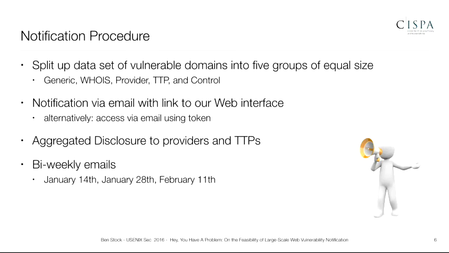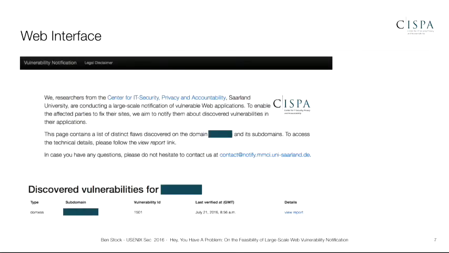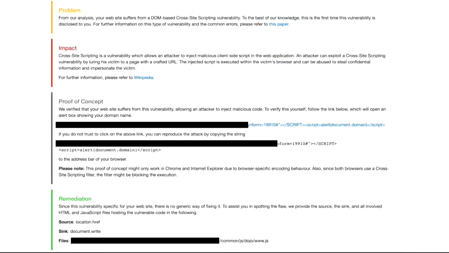And if people actually followed this link in our email, they would be presented with such a web interface. So on the top, we again explain who we are, what we are doing here. And then on the bottom, the administrators could see the discovered vulnerabilities for that specific domain. So we see here a type of vulnerability, in this case, DOM-based cross-site scripting, when it was last verified. This way, administrators could actually check our website to see if they were still vulnerable or they successfully patched the problem. But also, they could click here on View Report to get some more details, and would be presented with a site like this.